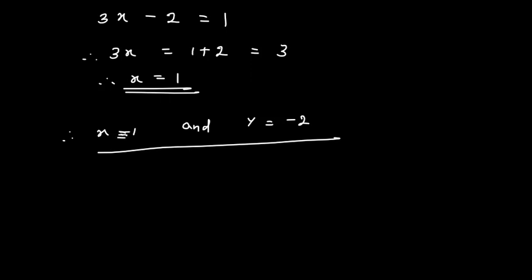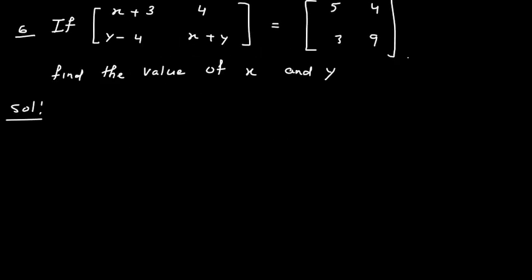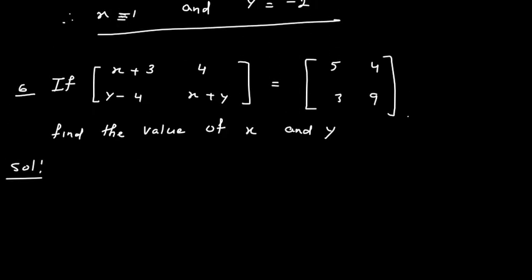Okay, so let us see this sixth question. Now this is the sixth question. If the matrix x plus 3, 4, y minus 4, x plus y is equal to the matrix 5, 4, 3, 9, then find the value of x and y. Okay, so you tell me by equality of matrix what you will say.